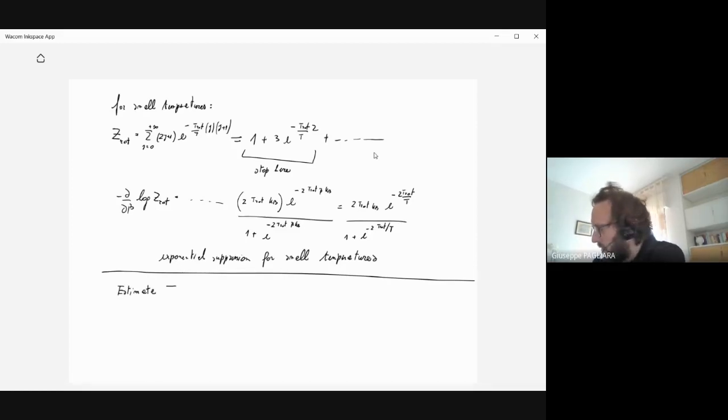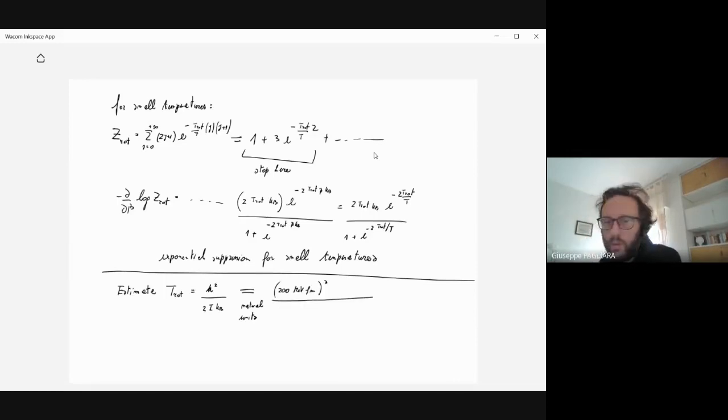Now let us estimate, as before, the temperature at which these rotational degrees of freedom are excited. This was h-bar squared divided by 2I kB, and let's do the calculation again in natural units. Where h-bar squared is the usual 200 MeV Fermi squared, kB is equal to 1, then I have a 2, and then I have a moment of inertia.